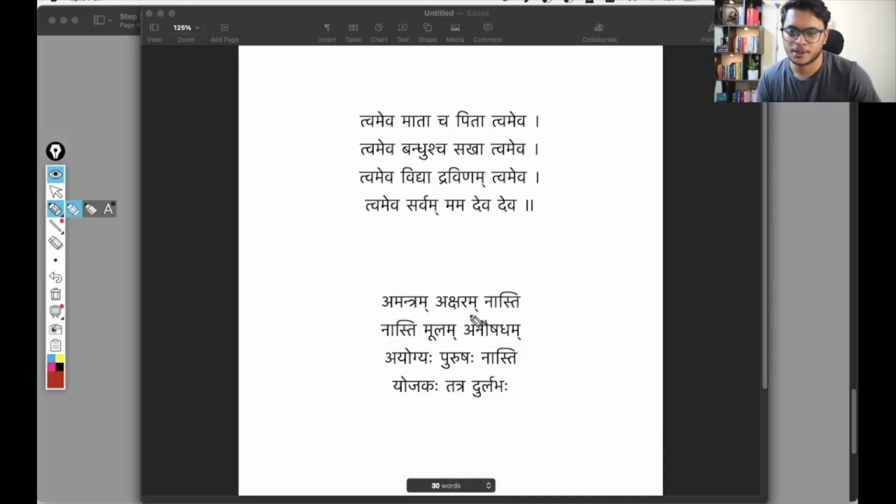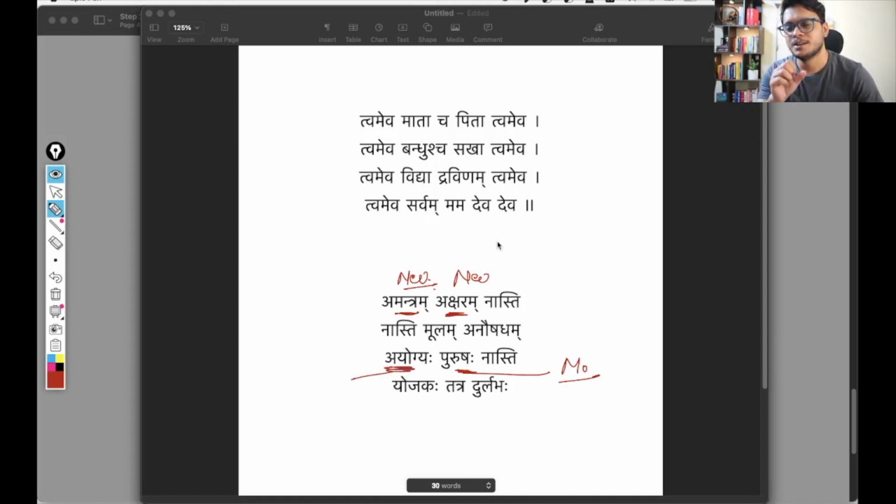The important thing here, if you might have noticed, was that this was the noun, right? Neuter gender. See how its adjective also follows the same suit. So it is Aksharam, neuter gender, so this also took the neuter gender form. Amantram. Here, Purushaha was a masculine gender word, so its adjective also took the form Ayogyaha.